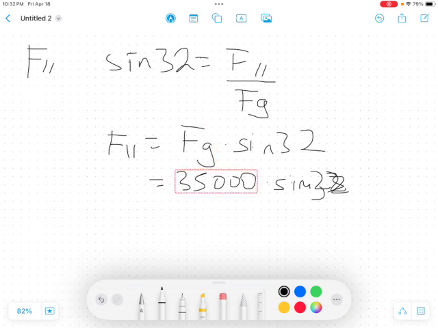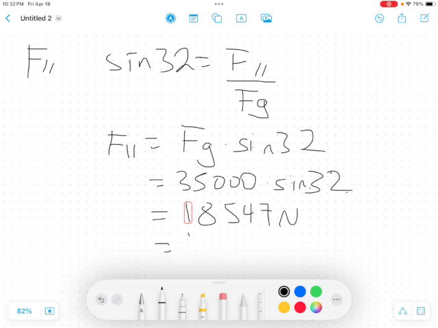32. Oh dear. Erase all that. 32, not 23. Put that in my calculator. I get 18,547 newtons, which is 1.8 times 10 to the 4 newtons.